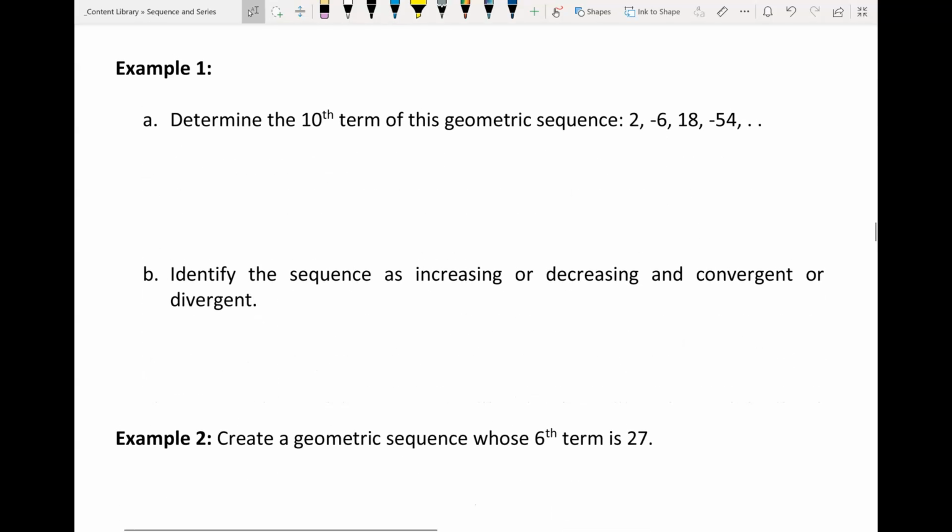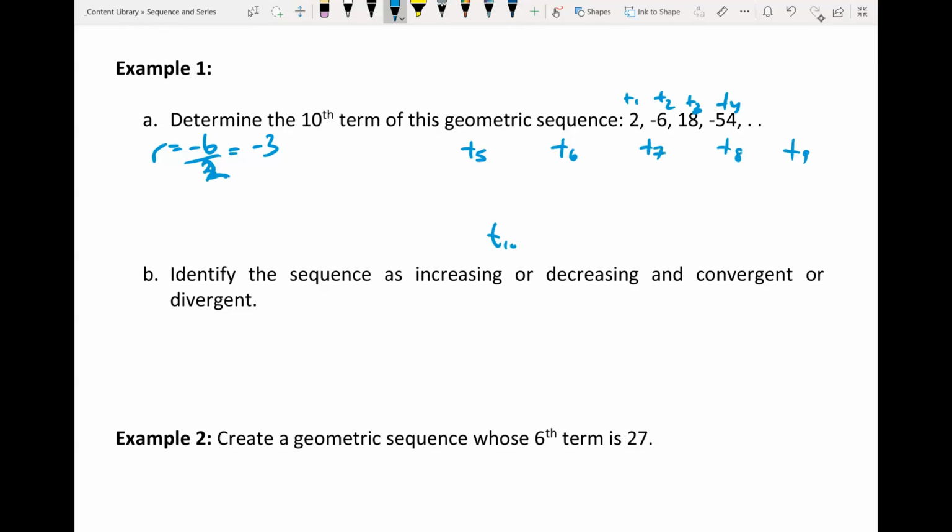All right, so let's do some actual examples of this. Determine the 10th term of this sequence. So the first thing we're going to do is determine what R is. I'm going to take the second term and divide it by the first term, which is -3. That means we're multiplying by -3 to get the next term. So this is T1, that's T2, T3, T4. T5 is what we need to find, 6, 7, 8, 9, and then our final answer is T10.